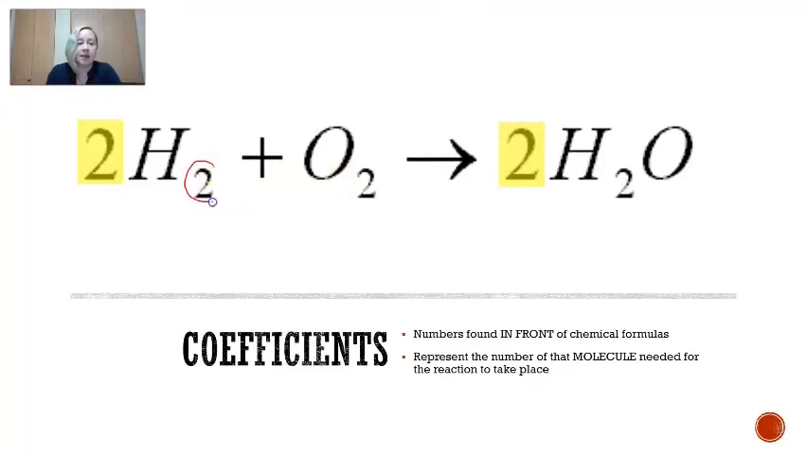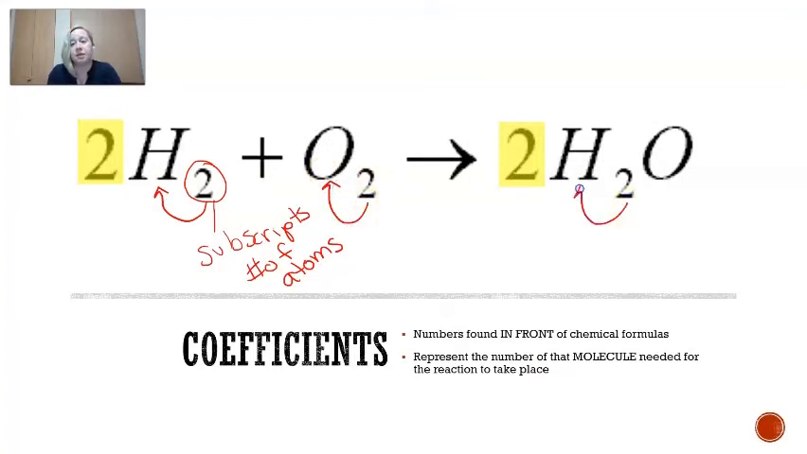It's really important to understand what these big numbers in front of the formulas are. We've talked about these little numbers. These are our subscripts, and they refer to the number of atoms of that element. This 2 is talking about this hydrogen atom. This 2 is talking about this hydrogen. This 2 is talking about this hydrogen.